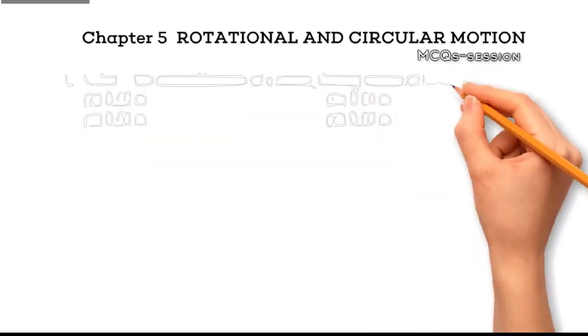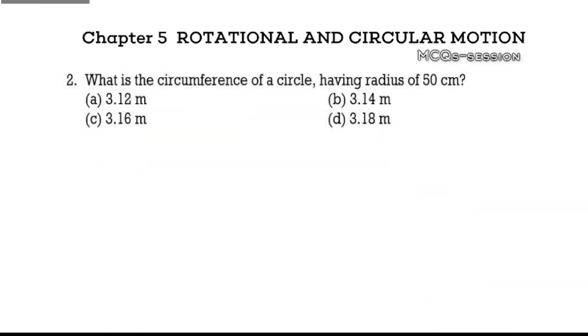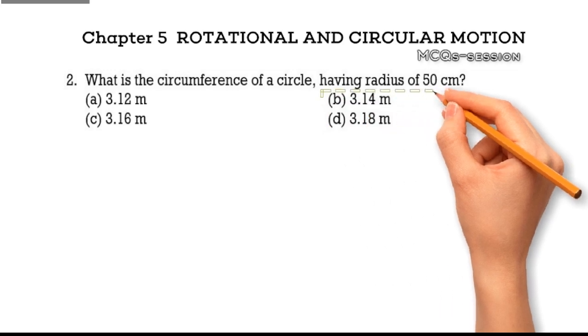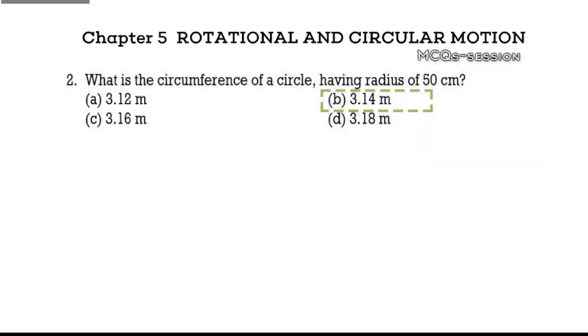Question 2. What is the circumference of a circle with a radius of 50 centimeters? A. 3.12 meters, B. 3.14 meters, C. 3.16 meters, D. 3.18 meters. Pause the video and guess the correct answer. The answer is B. 3.14 meters.